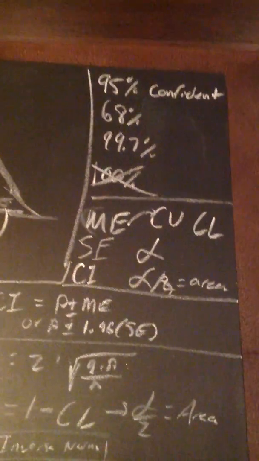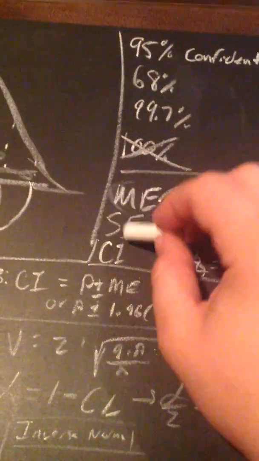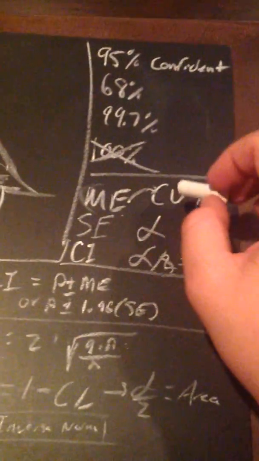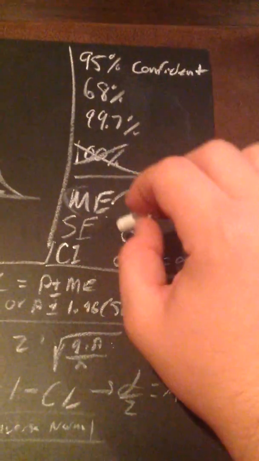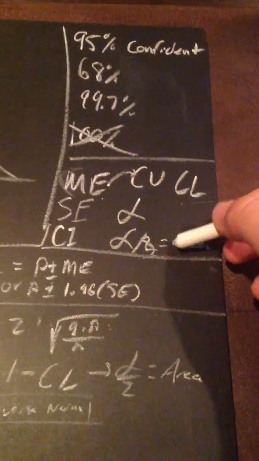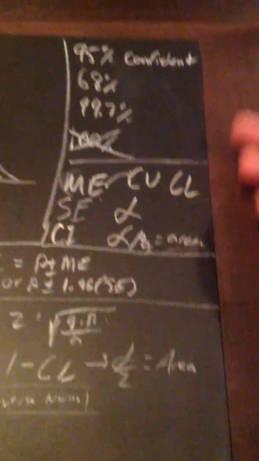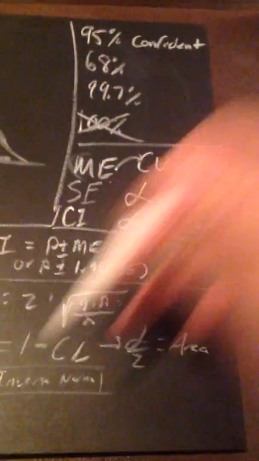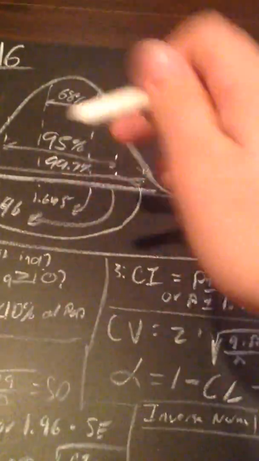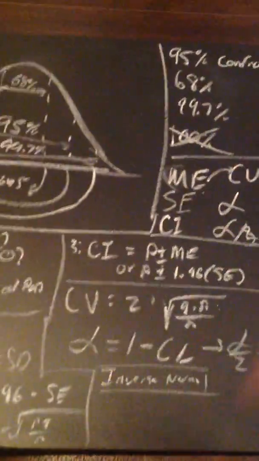There's a couple of different terms and abbreviations you have to understand here. We've got the margin of error, standard error, confidence interval. This is critical value, alpha over 2, which is equal to area. And you have confidence level. Remember what I was mentioning about area? Yes, there is math involved in going from area to the confidence interval. However, it just happens that 68, 95, 99.7 are exactly the same in both area and confidence.